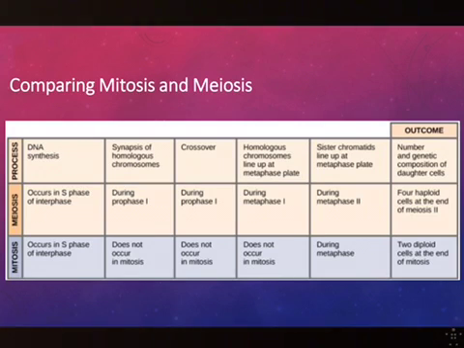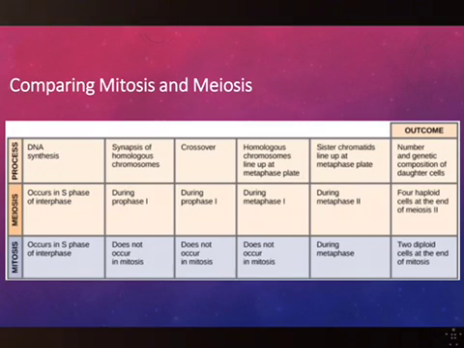So DNA synthesis for both meiosis and mitosis occurs in the S phase of interphase. Synapsis of homologous chromosomes happens during prophase 1 of meiosis, and it doesn't happen at all in mitosis. Mitosis doesn't do homologous chromosomes at all. Crossing over happens during prophase 1, and does not happen during mitosis. Homologous chromosomes line up at the metaphase plate during metaphase 1, but not in mitosis, because mitosis doesn't do homologous chromosomes. It does sister chromatids. So the devil is in the details this chapter.